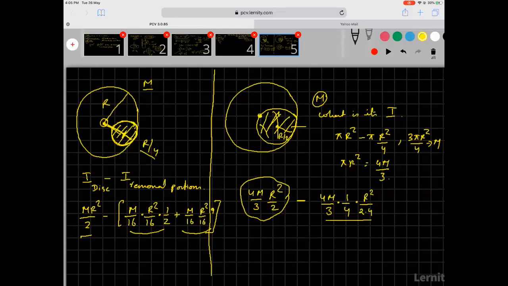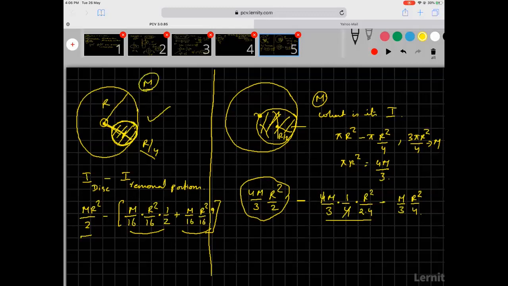Now again you have to do parallel axis minus. So I can say it is m by 3 into, this is r by 2. So this is also r by 2. So r squared by 4. So now this will give you the moment of inertia of this particular disk with the hollow. Okay. So understand this question.